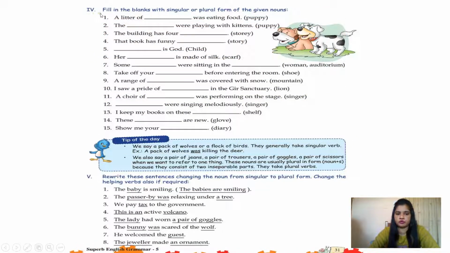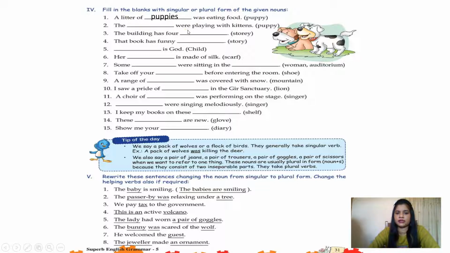Roman number 4. Fill in the blanks with the singular or plural form of the given nouns. Children, you have to decide here whether to fill in singular or plural. A litter of puppies. It is showing a collective noun. A litter of puppies was eating food. Children, with a collective noun, we use a singular verb, was. You will not write were.